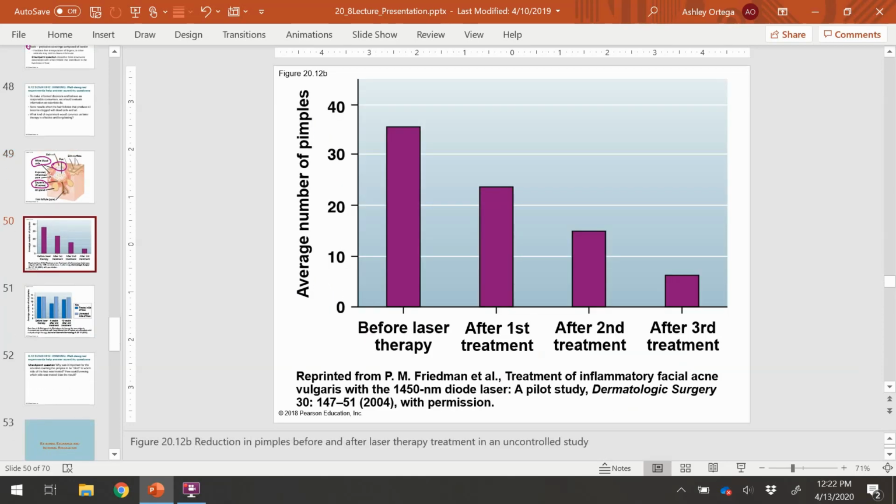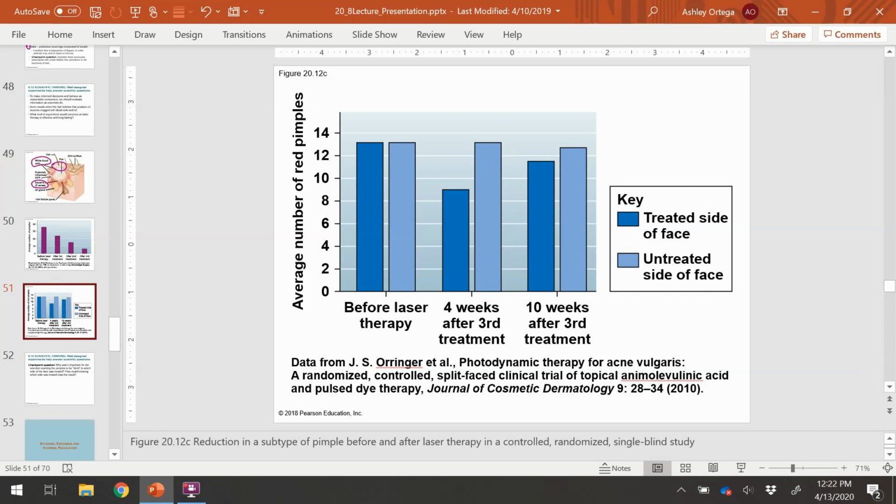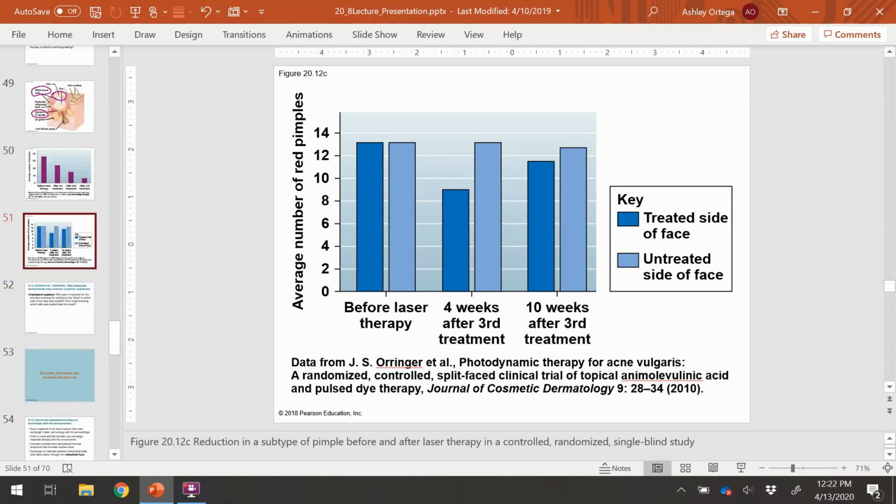And so here you can see, in terms of testing, they've done some laser therapy testing that's shown here, and other laser therapy testing.